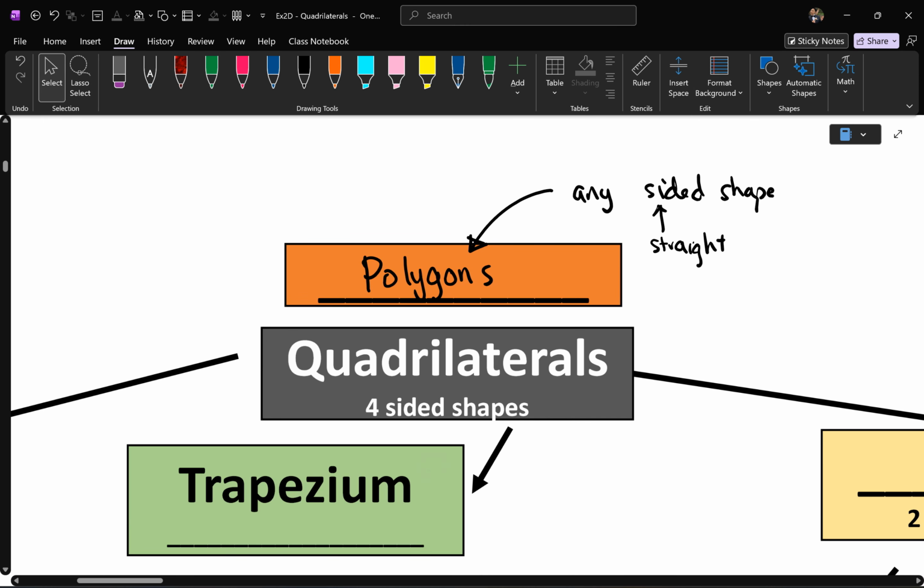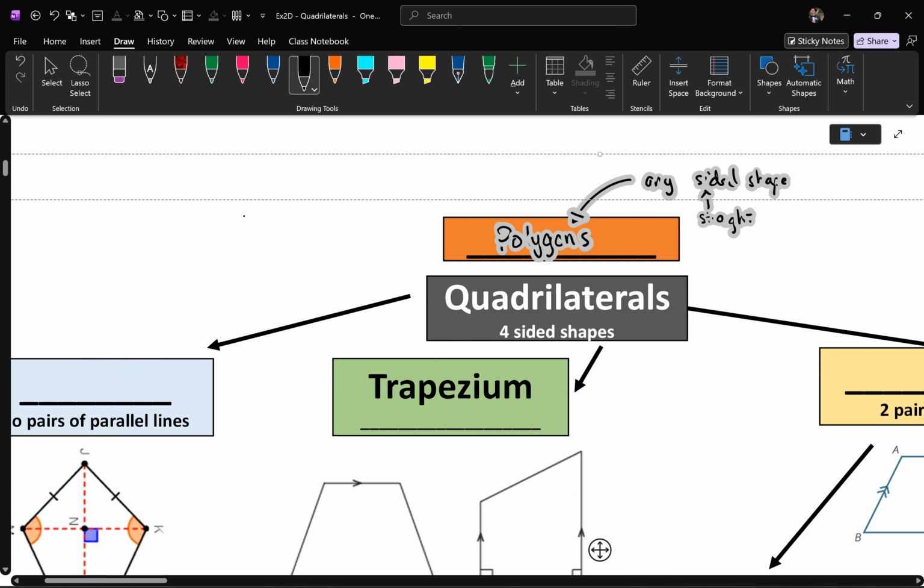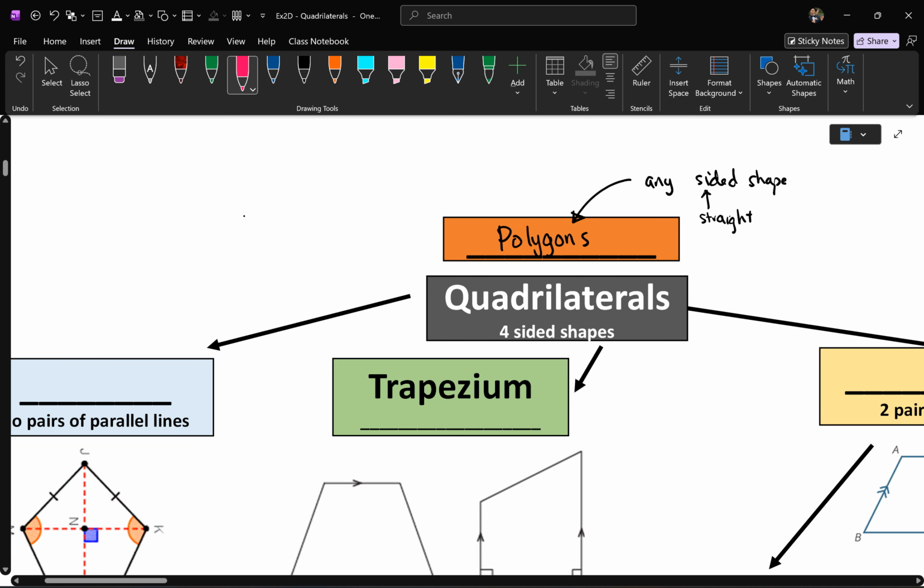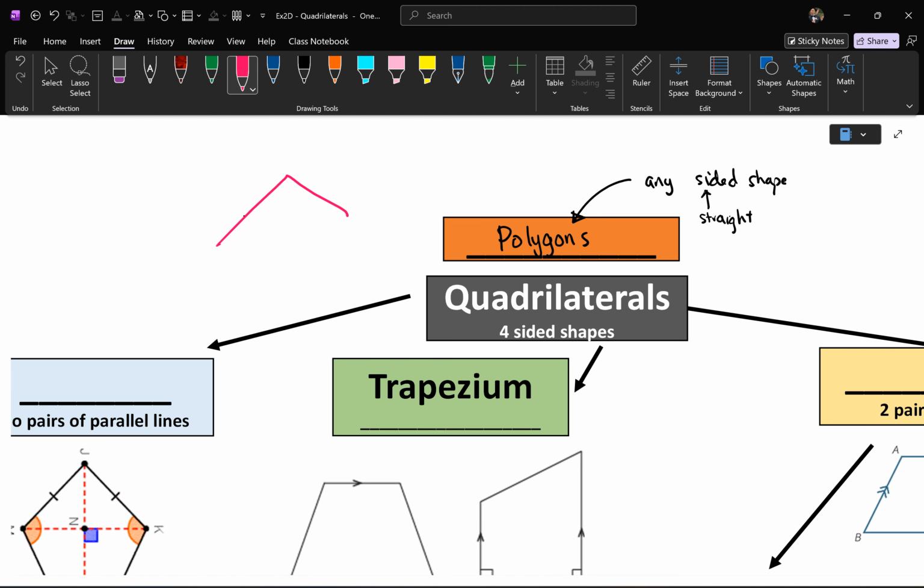So those are polygons. Now, we can't have a 2-sided shape because if you do 2, you get an angle. That's called an angle there. So the minimum that you can have that encloses it and makes it a 2D shape is 3, which we call a triangle. That was exercise 2C. Then you move on to 2D, where you now do 1, 2, 3, 4. So there are 4 sides, hence why we call it quadrilaterals. Now, there are 7 different shapes that you must be able to identify.